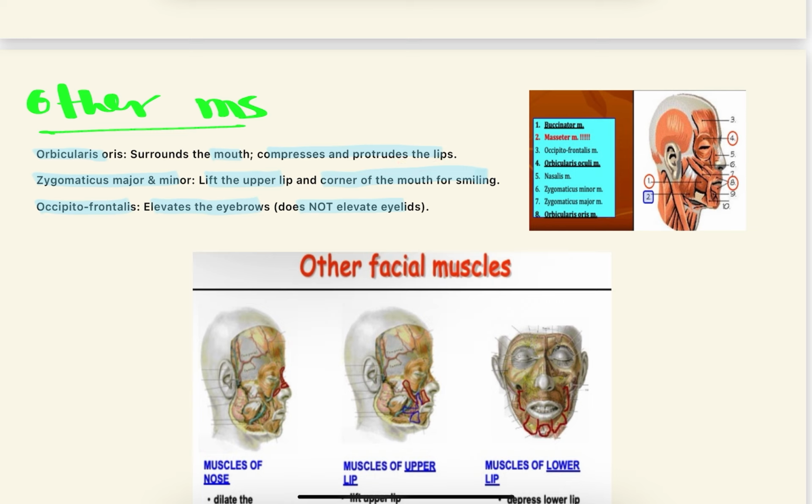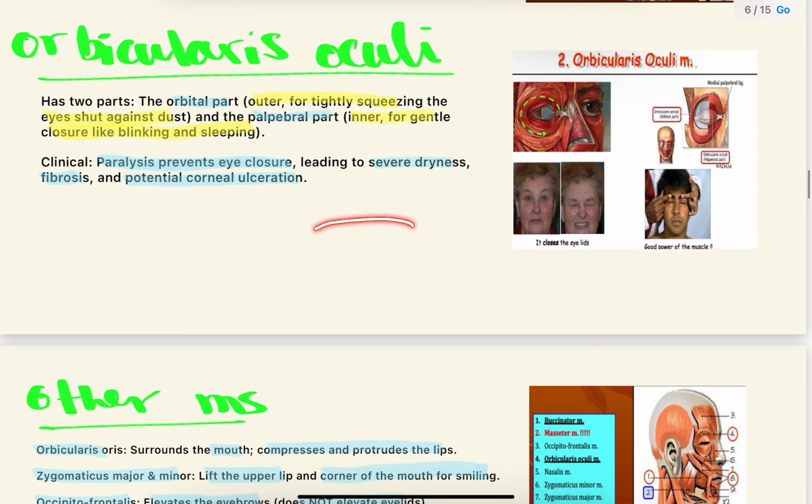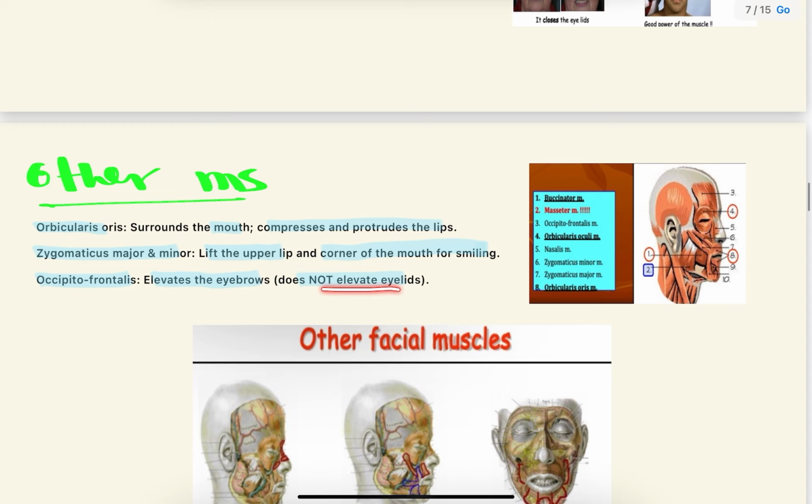It compresses the mouth shut and also helps in protruding the lips. For the zygomatic minor and major, these ones that are here, they are closer to the upper lip, so they will lift it up, and also they will help with what? Smiling, if the person wants to smile. The occipitofrontalis, they elevate the eyebrows, but they do not elevate the eyelid. So they will not elevate the eyelid, only the eyebrows.